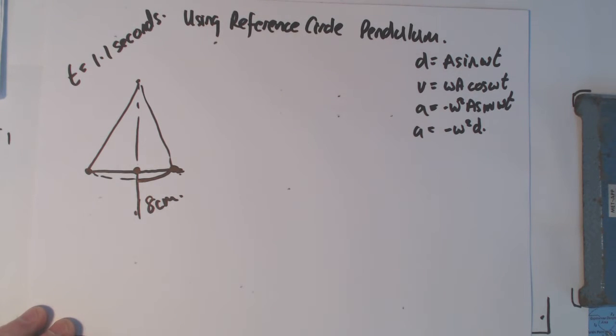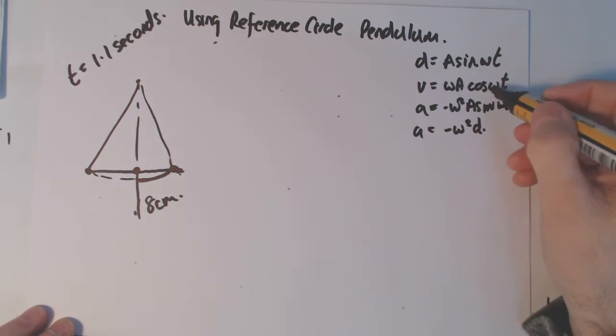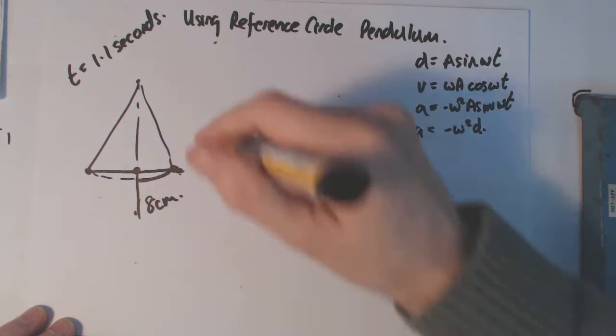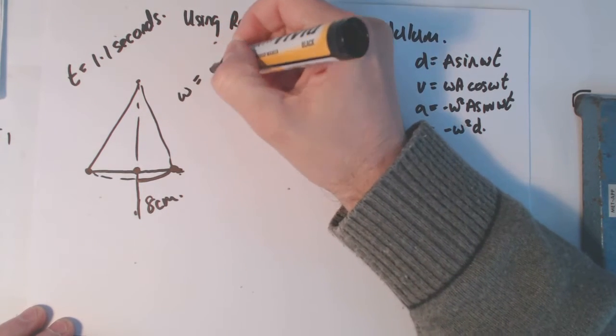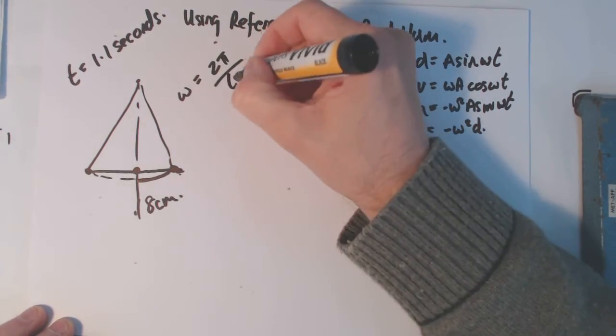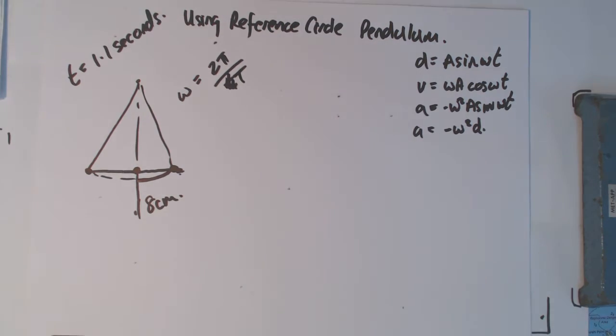Now, if you watch the other little video on how to use the reference circle, you'll know that omega becomes pretty important in these problems. Because omega, in radians per second, is 2 pi divided by the time it takes to do 2 pi radians, which is the period, a big T. So that's an equation you should remember: omega equals 2 pi over T.